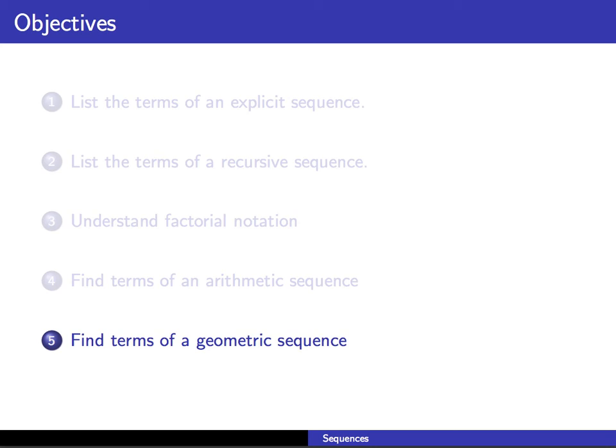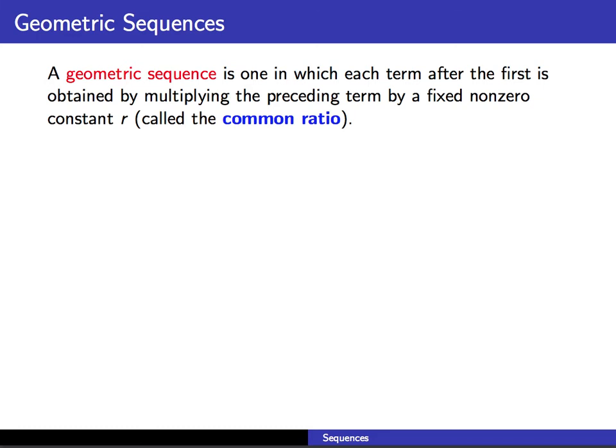All right, in this video we're going to look at finding terms of a geometric sequence. A geometric sequence is one in which each term we get is going to be the result of multiplying or dividing the previous term by a constant number. With arithmetic sequences, we had to add or subtract the same number to get from one term to the next. With geometric sequences, we're going to multiply or divide by the same number. And that same number is called the common ratio r, which is not zero.